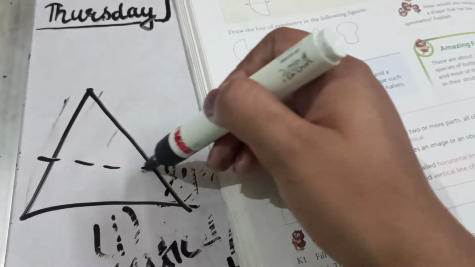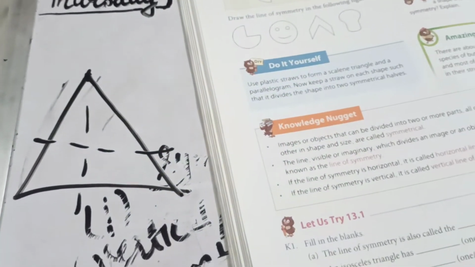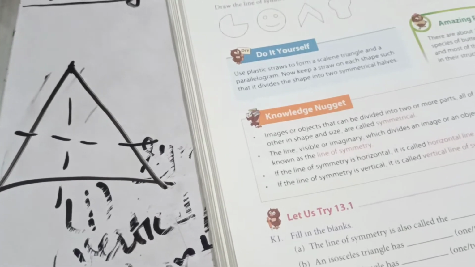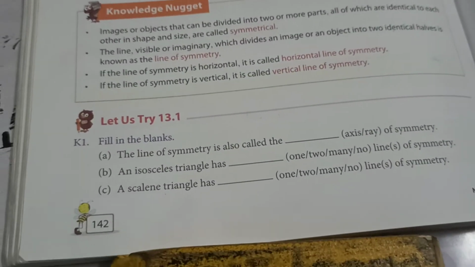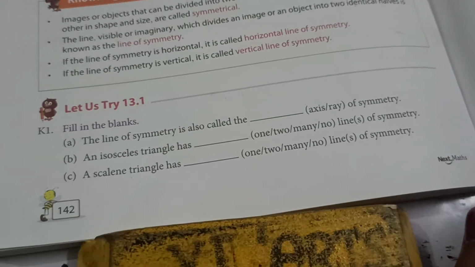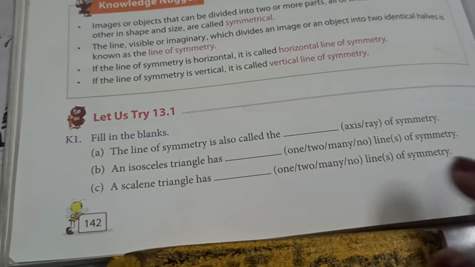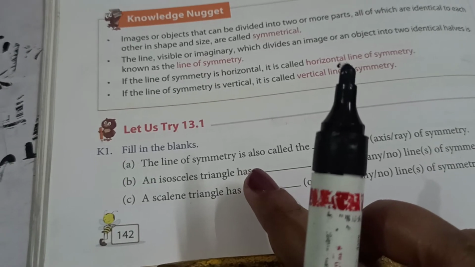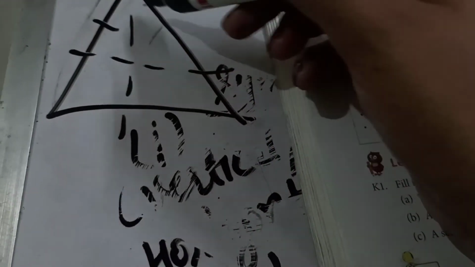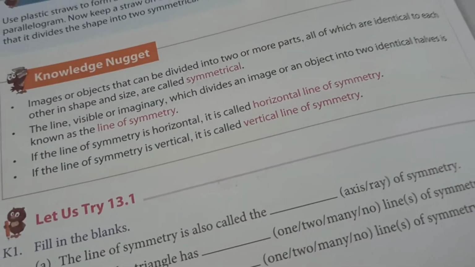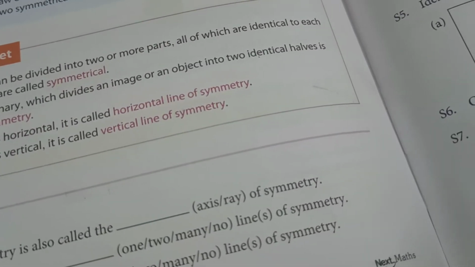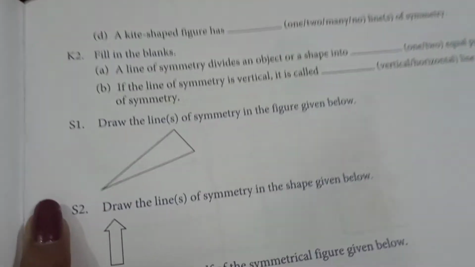So if I draw a line here or like this, it does not divide the triangle into two equal parts, right? So scalene triangle में क्या होता है बच्चे? No line of symmetry. No line of symmetry. Isosceles triangle, two sides are equal and these sides are this one. So that's why it has only one line of symmetry. Clear?